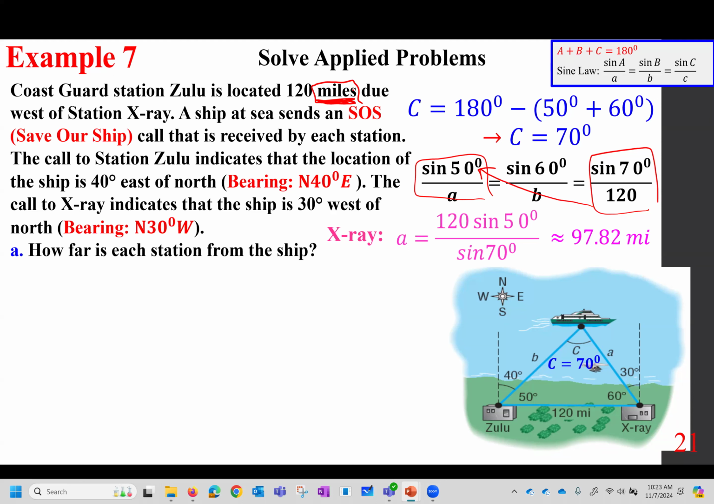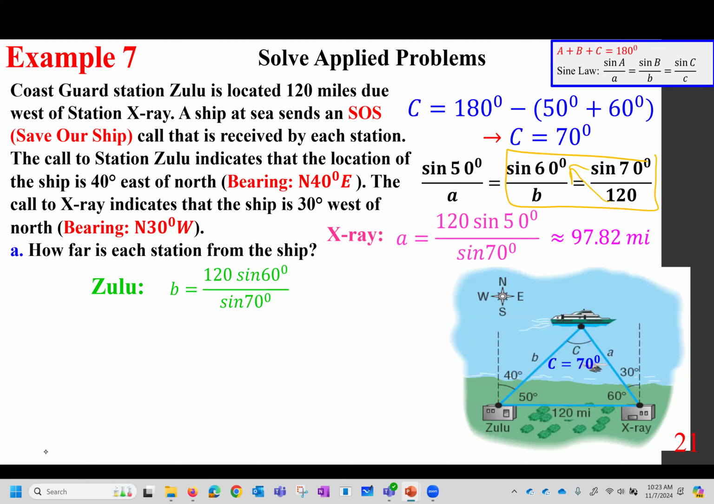Now, to find the distance for Zulu, we have to find B. Let me erase my work again. And now just these two. So B is the product of these two, 120 times sine 60 this time, divided by sine 70, right? Because the product of these two is the product of these two, right? Cross product, 120 times sine 60 over sine of 70.